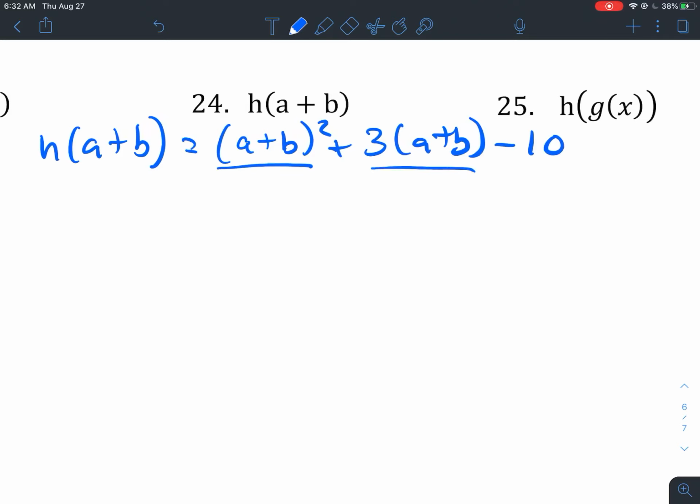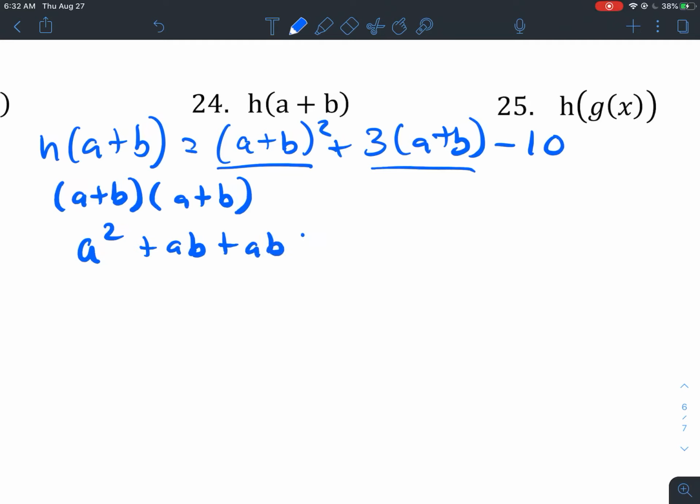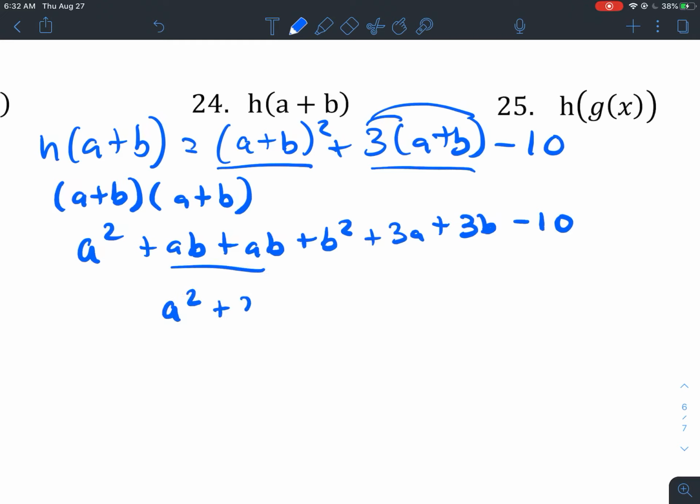So now I need to go ahead and solve this. I need to FOIL this guy, distribute this guy. So I got a plus b times a plus b. I get a squared plus ab plus ab plus b squared. And then I'll go ahead and distribute. So I get plus 3a plus 3b, because I need to distribute. Minus 10. And then we can combine these. They're like terms. So we would have a squared plus 2ab plus b squared plus 3a plus 3b minus 10.